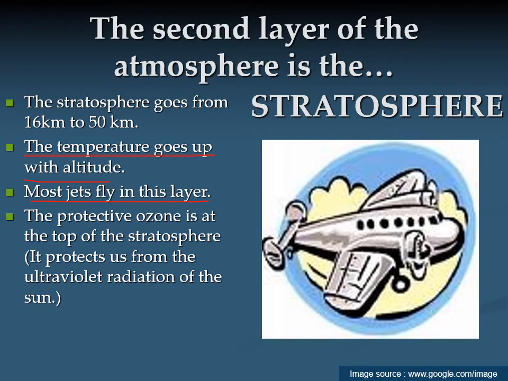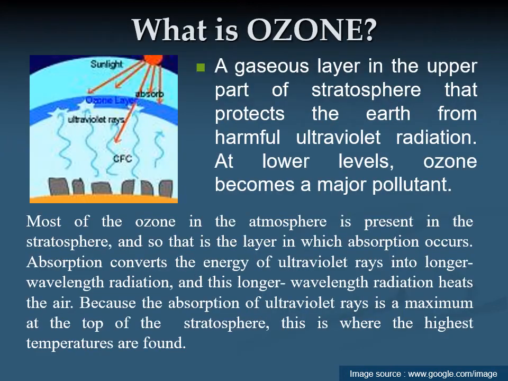In the upper part of the stratosphere, there is a concentration of ozone gas, and this ozone gas acts as a protective cover, and it protects the Earth from the harmful ultraviolet radiation of the sun. Ozone is basically a gas which is found in the upper part of the stratosphere. It protects the Earth from the harmful ultraviolet radiation.